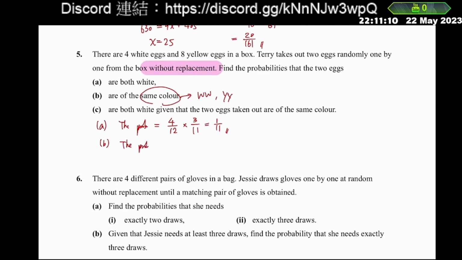So the probability for part B will be 1 over 11 for white, and then we do it for yellow, which is 8 over 12 times 7 over 11. We don't need to explain too much about that. After taking one away, we subtract 1. Then we just press the calculator for the rest: 1 over 11 plus 8 over 12 times 7 over 11. And then the answer, sorry, I suddenly changed to an eraser, is 17 over 33. So this is part B.